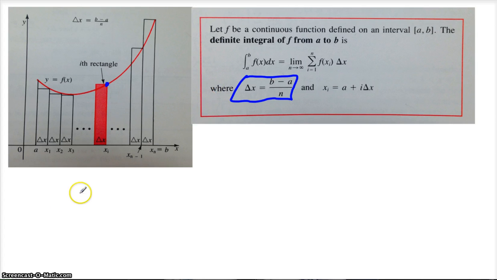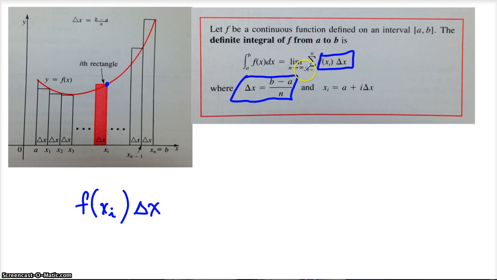We know the area of a rectangle is just length times width, or in this case the height, f at the x value. So the ith rectangle will have the x value xi, times the width, which is just delta x. So this would be the area of this rectangle here with this height. So we have that here in our definition.